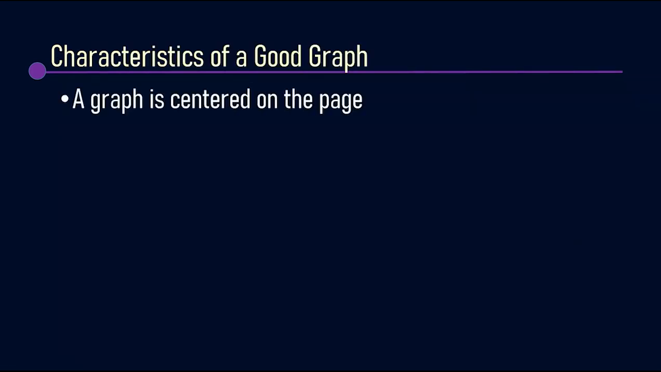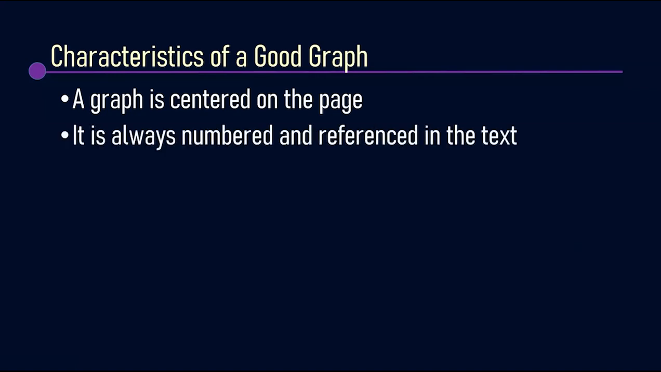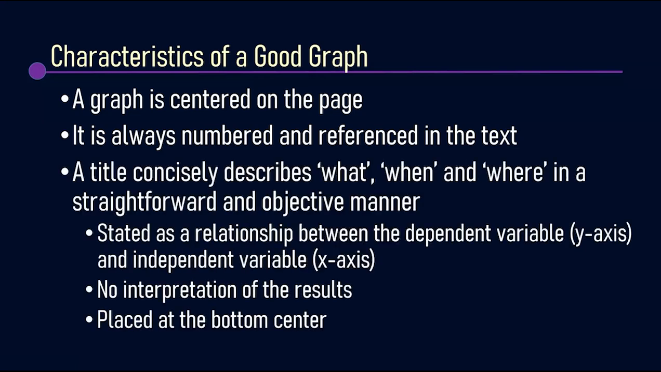A graph is centered on the page. It is always numbered and referenced in the text as in a table. A title concisely describes what, when, and where in a straightforward and objective manner, and usually it is stated as a relationship between the dependent variable and independent variable. However, you do not do the interpretation of the results. And in contrast to the table, the title of a graph is placed at the bottom center.